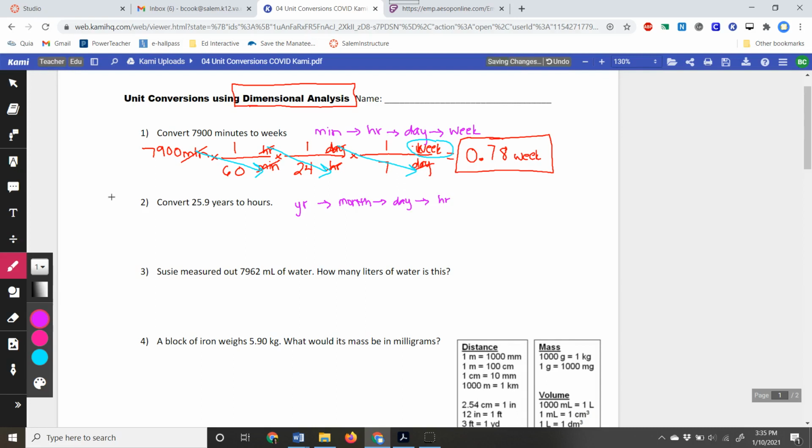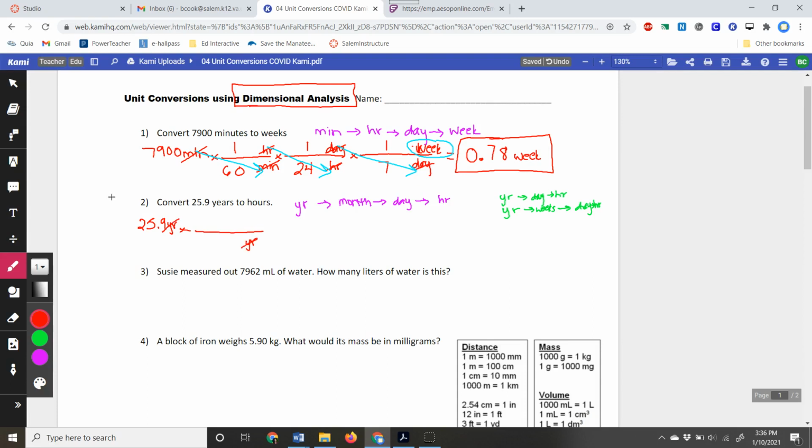Other techniques that you could use that would be equally wonderful are you could go from years to days to hours. You could go from years to weeks to days to hours. I'm going to use this one here in purple just because it's the one that I wrote down initially. So I'm going to write down the number that I'm given, 25.9 years, and I'm going to use dimensional analysis to get that old unit to cancel out.